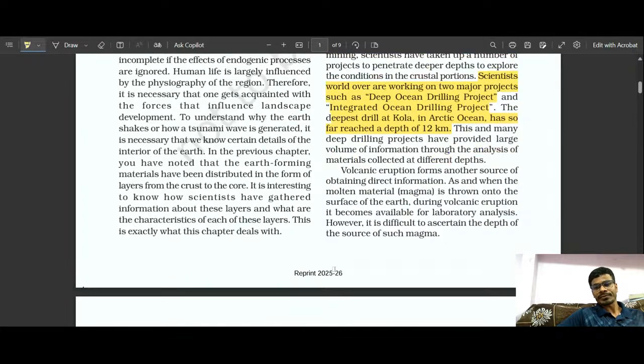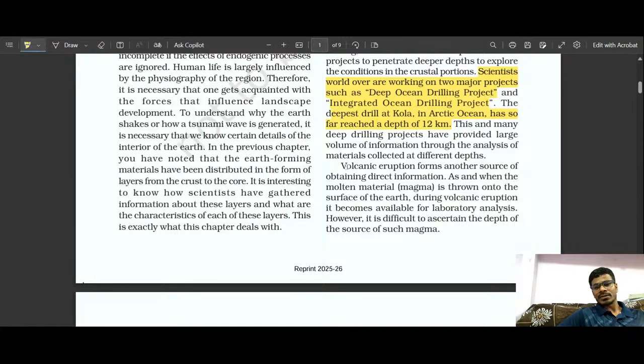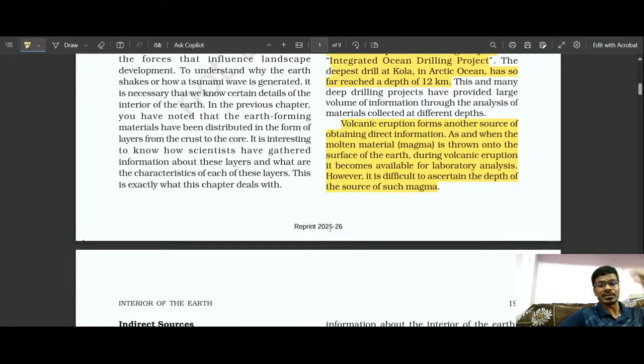Besides this, volcanic eruption forms another source of obtaining direct information. As and when molten material is thrown onto the surface of the earth during a volcanic eruption, it becomes available for laboratory analysis. However, it is difficult to ascertain the depth of the source of magma, because we can't say at what depth this magma is coming from.